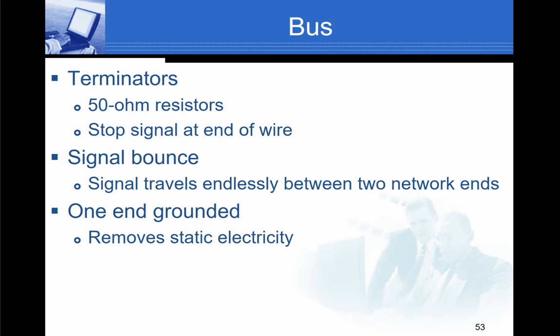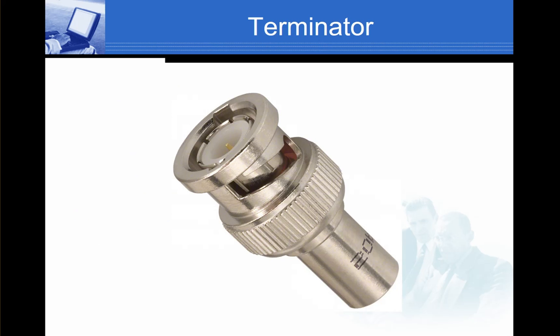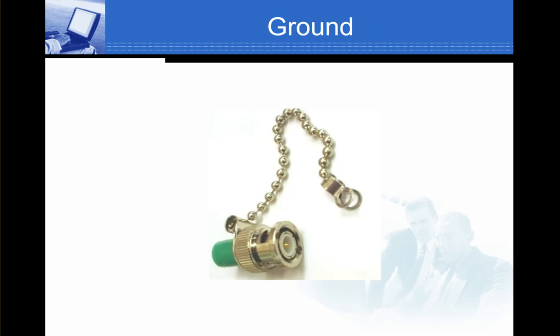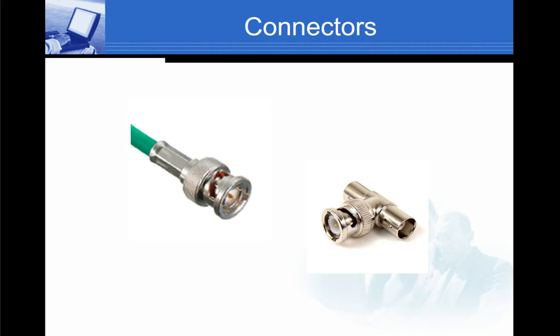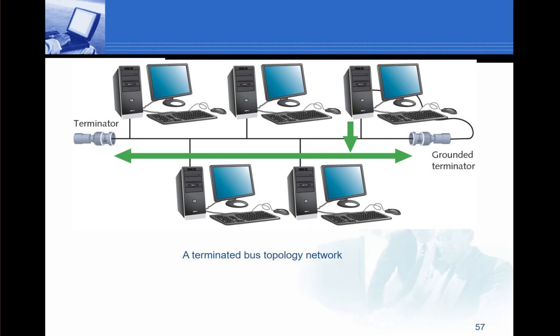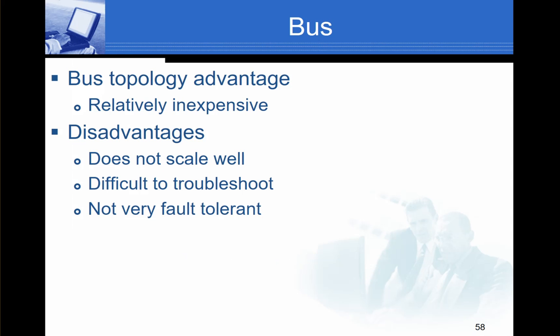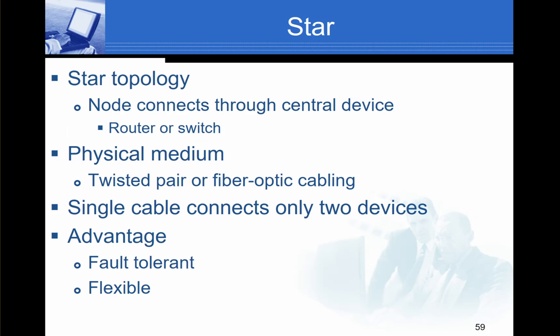Open and grounded, one of them is going to have a ground on it, and that's to remove the electricity. This is a terminator. This is a ground. Notice it's a terminator that has a grounding slab that's normally screwed to the back of the computer. This is the T-connector, so the wire will travel right through, and the T-connector gets connected directly to the computer. So you can see how on a bus, it's grounded on both sides. And the advantage to a bus is it's inexpensive. The disadvantage is it cannot meet the needs of today's networks.